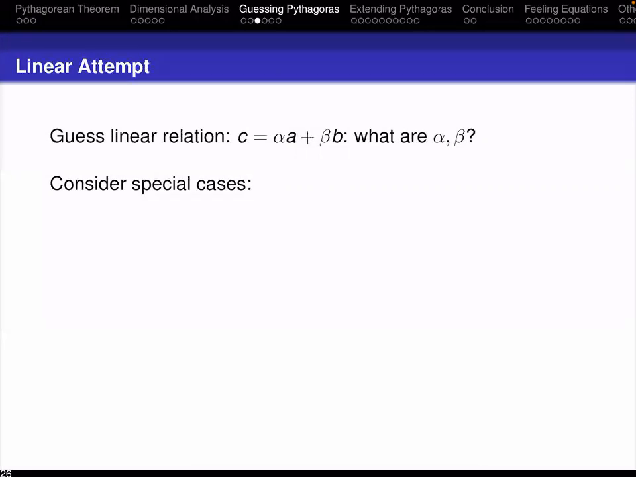Let's try to consider some special cases. Can anybody tell me anything about these unknown alpha and beta? They have to be less than 1. Why do they have to be less than 1? Because A plus B has to always be less than C for it to be a triangle. No, C has to be less than A plus B.